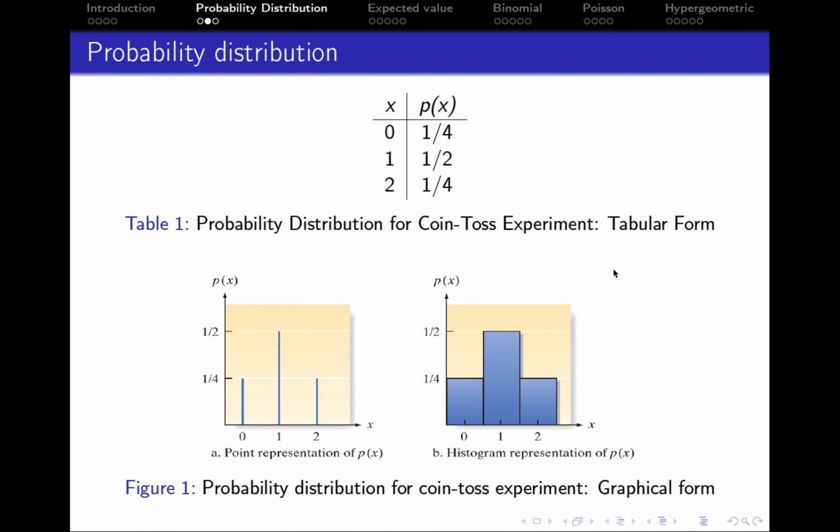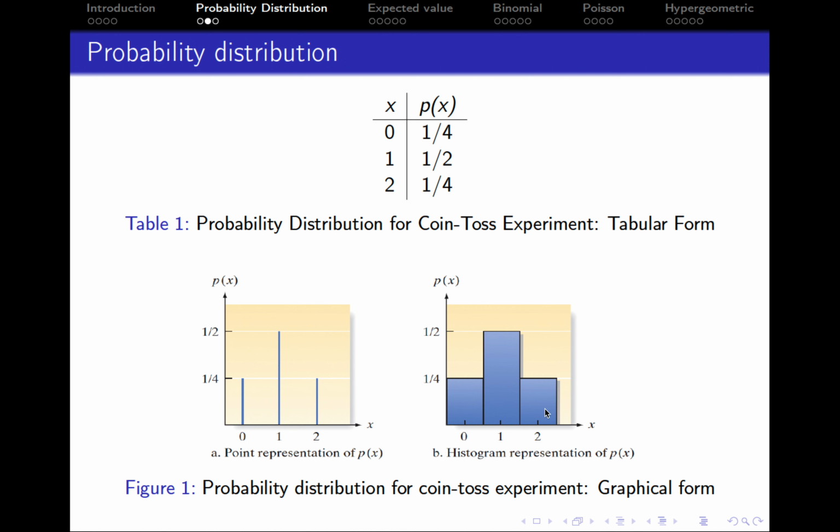And we can also present the data in graphical form, and here are two possibilities. We can either have point representation or we can have histogram representation. On the horizontal axis we put outcomes, on the vertical axis we put the probabilities. The probability of 0 heads is 1/4, so we draw a line all the way to 1/4. The probability of 1 head is 1/2, so we draw the line all the way to 1/2. And the probability of 2 heads is 1/4, so we draw the line all the way to 1/4.